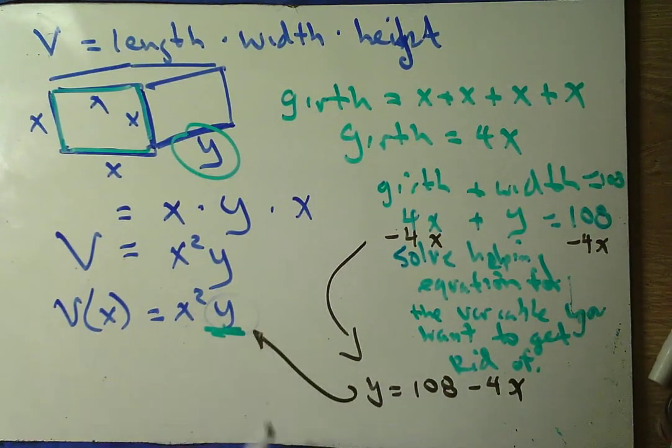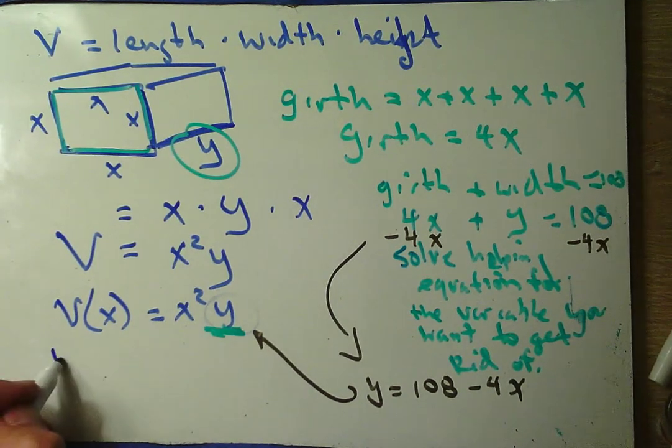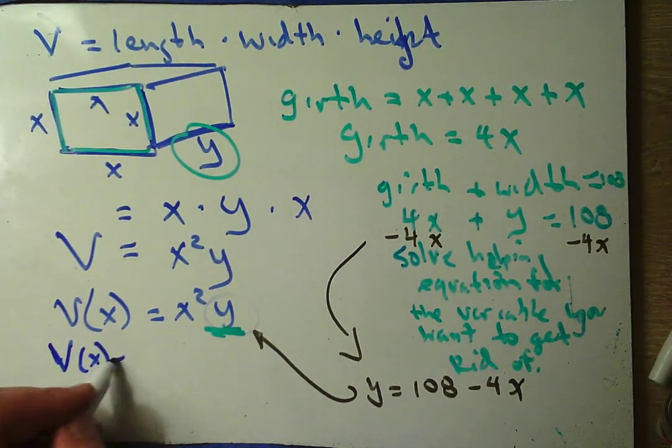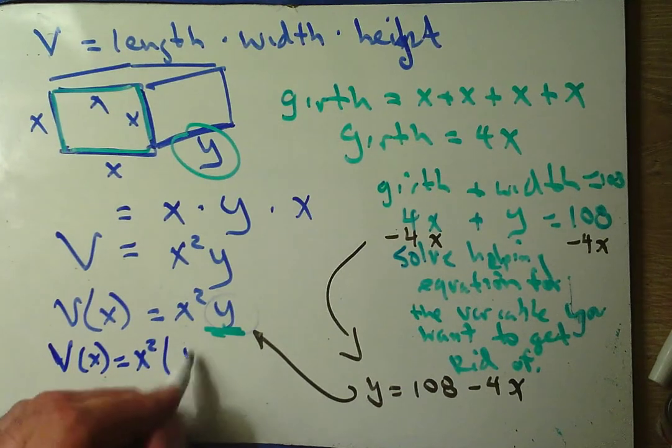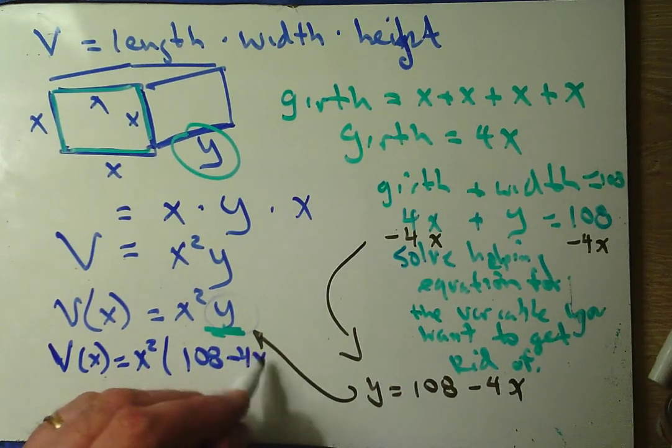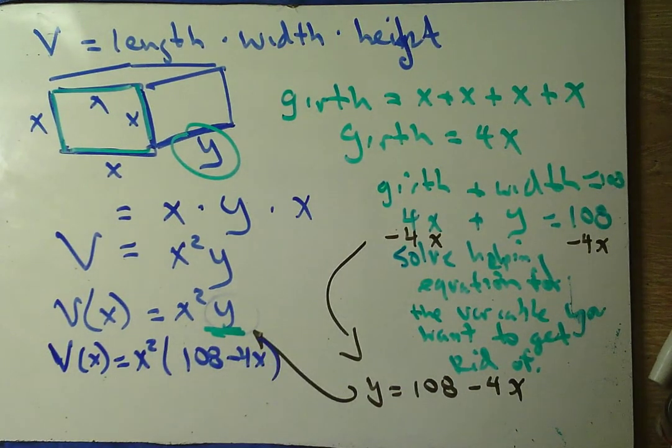And so over here in our volume formula, I can replace y with 108 minus 4x. Okay? That's it. All we have to do is write this volume. Next, number 9. Let's take a look at number 9.